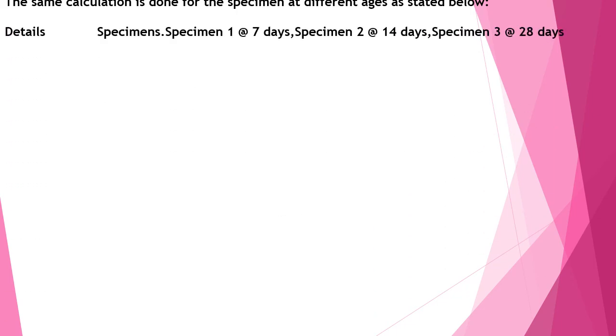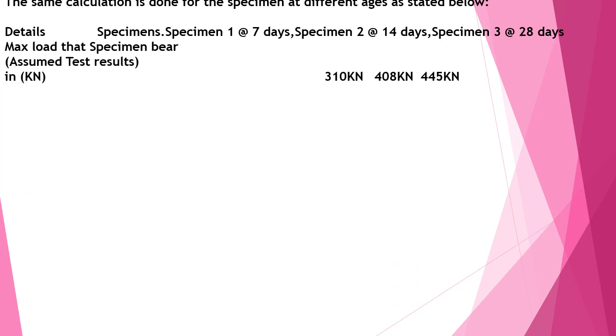The same calculation is done for specimens at different ages as stated below. Details: specimen 1 at 7 days, specimen 2 at 14 days, specimen 3 at 28 days. Maximum load that the specimen bore. Assume test results in kilonewton: 310 kilonewton, 408 kilonewton and 445 kilonewton.